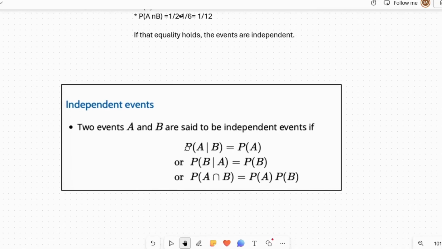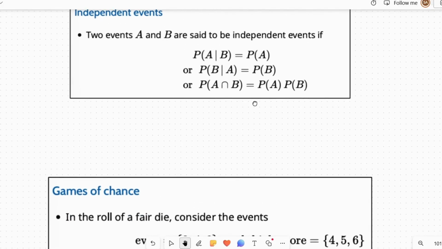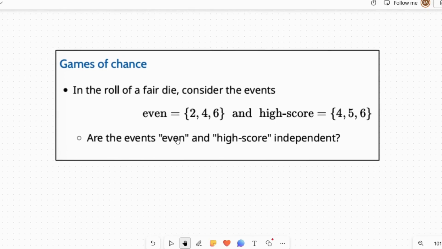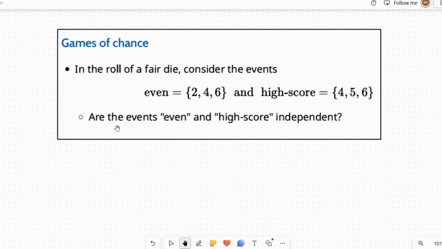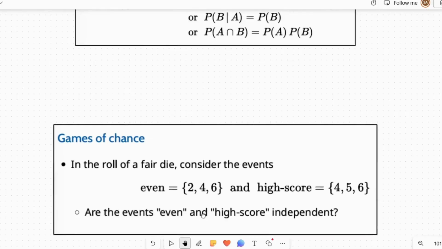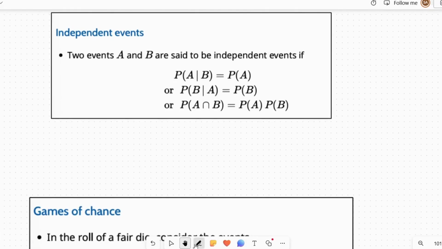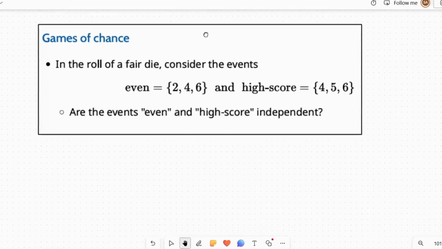These are all the formulas we can use to check whether A and B are independent or not. Let's solve this one. Find out, are the events even and high score independent? So we can use any formula among all of these three. Let's check the first one using this. So let's start.